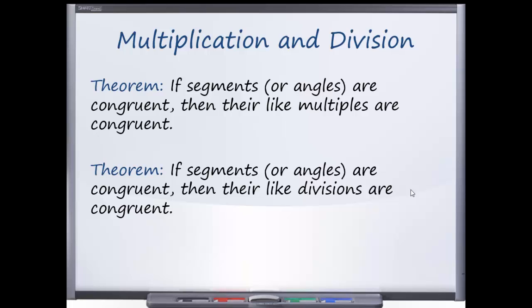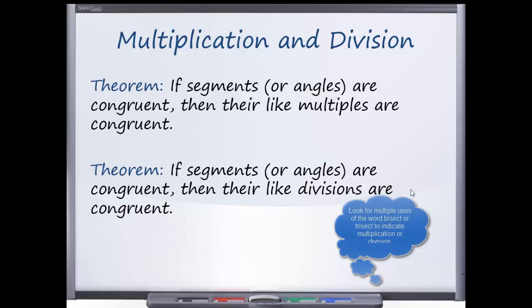Okay, so for multiplication, we're going from smaller segments or angles to bigger ones. And if we're going to use division, we're going from big to small. And if you're going to be using multiplication or division, you're going to want to look for uses of the word bisect or trisect, or anything that indicates that something has been divided evenly.